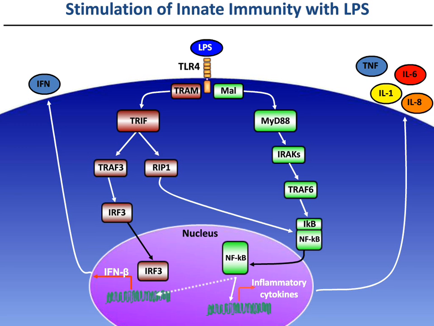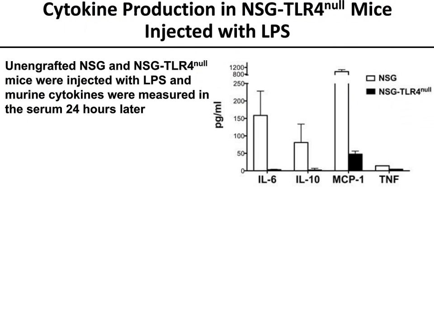But there's a problem with this approach, and that is that the mouse innate immune system still present in the NSG background will respond to LPS and result in the production of mouse cytokines, which may change the type of human immune response that you have. So to get around this, we took the NSG animal and targeted the mouse TLR4 receptor. In theory, this should eliminate the mouse response and allow us to specifically study the human response.